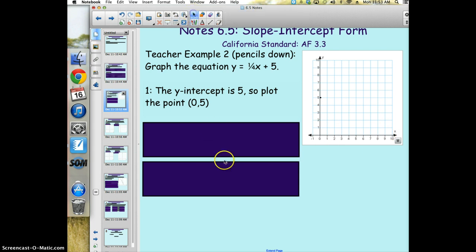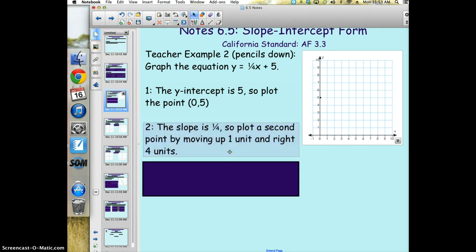Next, the slope is 1/4. Remember, it's the rise over the run. Rise over run. Listen to that song again if you need to. So I can rise up 1. My denominator is 4, so I run across 4. 1, 2, 3, 4. And I can do that again, up 1 over 4. I can do this as many times as I need to. As you can see, I'm going to run out of space.